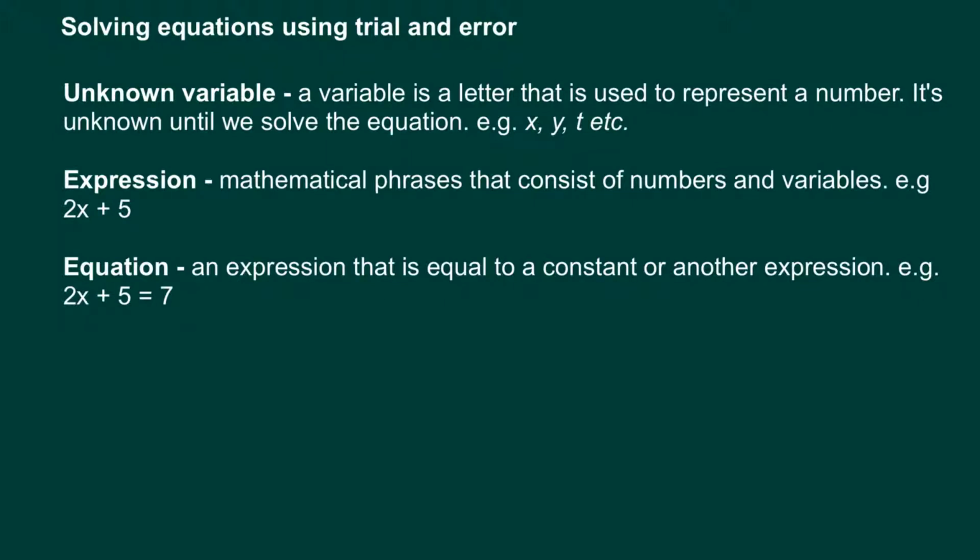We have unknown variable. Now, variable is a term that you're going to come across a lot when it comes to algebra and linear equations, quadratic equations, etc. A variable is basically just a letter that is used to represent a number. It's unknown until we solve the actual equation that we're working on. So variable, just remember guys, just means a letter that is being used to represent a number that we don't know yet. The letter could be anything, could be X, Y, T, Z, C, D, anything you want. Out of the 26 letters, we can use any one of them.